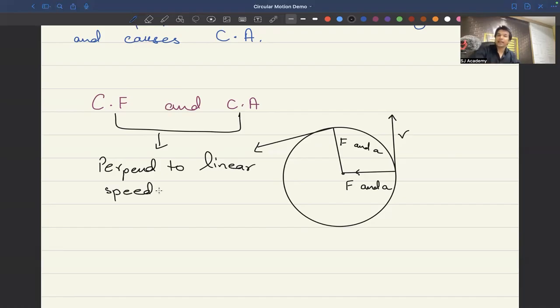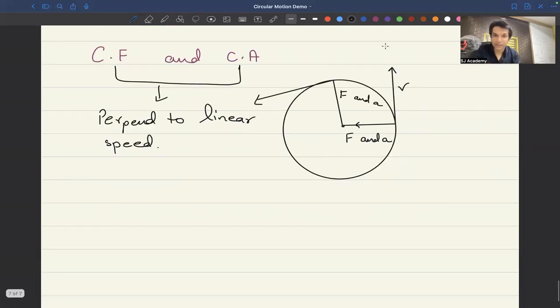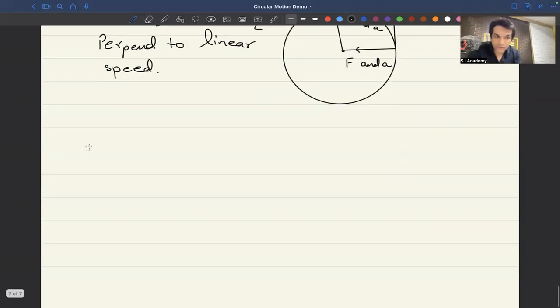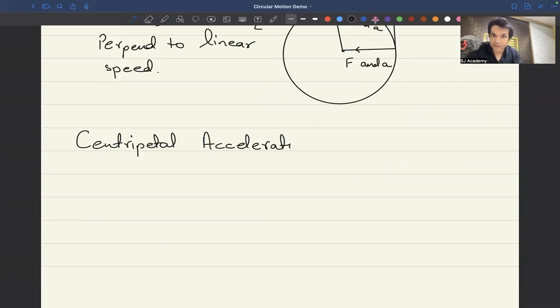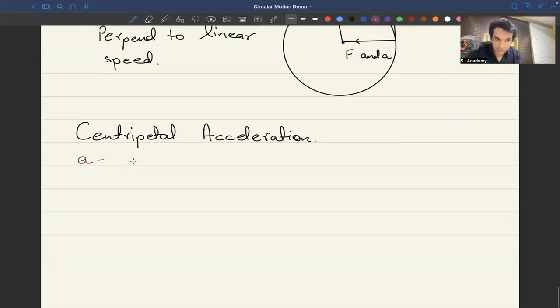Now the next part is calculating centripetal acceleration. If we have to calculate centripetal acceleration, the first thing we know is that acceleration is basically change of velocity with respect to change of time. Now, whenever there is a small change of time, there will obviously be a very small change in the angle, right?